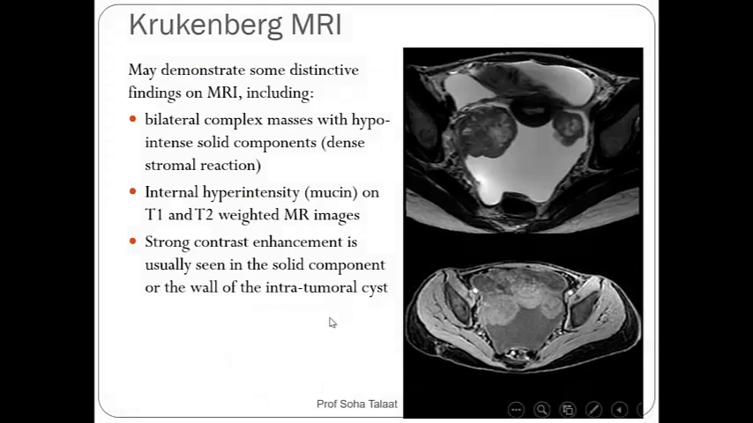Krukenberg may demonstrate more distinctive features on MRI: bilateral complex masses with hypointense solid component, dense stromal reaction, and internal hyperintensity that may be mucin, seen on T1 and T2, so it may be slightly hyperintense on T1. There is strong contrast enhancement in the solid component or in the wall of the tumoral cyst, which is again not the features seen in our case. It is homogeneous, with no marked enhancement. It is enhancement of benign character.